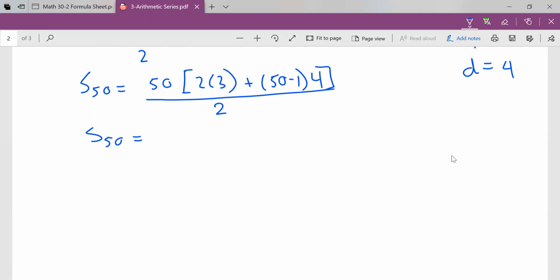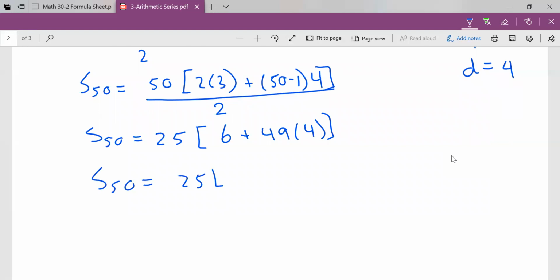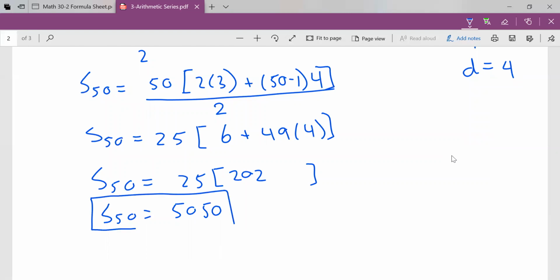You don't want to make a silly mistake. Okay, what I'm going to do here is say 50 divided by 2 is 25. 2 times 3 is 6, plus 49 times 4. Instead of trying to do everything at once, I'm just going to slowly keep simplifying. I'm going to simplify inside my brackets here. That'll be 202. And now I simply multiply these together, and I get 5,050. There it is. The sum of the first 50 terms was 5,050.